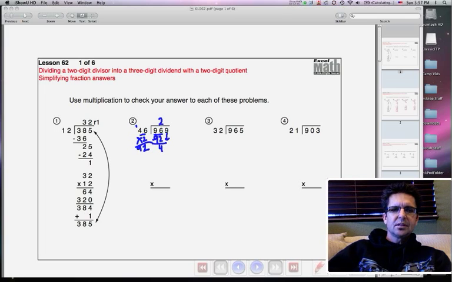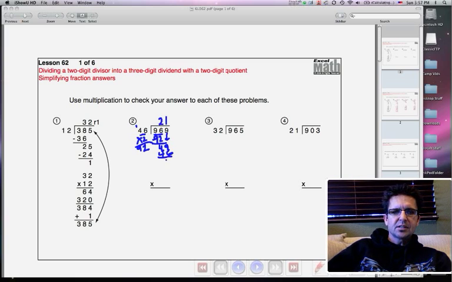Bring down the 9. And then we have to put 46 into 49. How many times does 46 go into 49? Once, of course. 1 times 46 is 46, and 49 minus 46 is 3. There's no other number to bring down, so that's my remainder. Then to check it, I'm going to do 21 times 46.